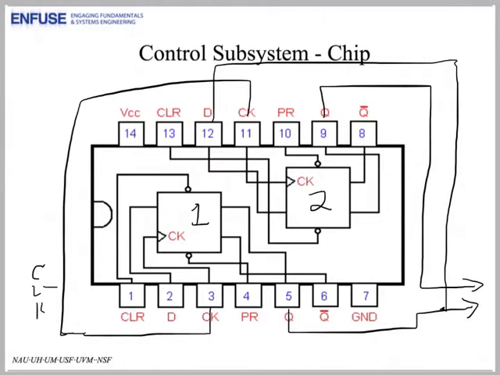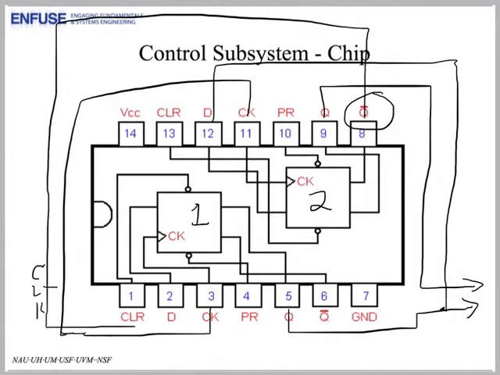The second is the connection from not Q2, which is this one here, and that goes from there to the D input of flip-flop 1. So our picture is getting a little messy, but we can still draw it here. There we go. Now this completes the circuit. These connections enable the control subsystem to generate the signals needed to control the H-bridge MOSFETs.